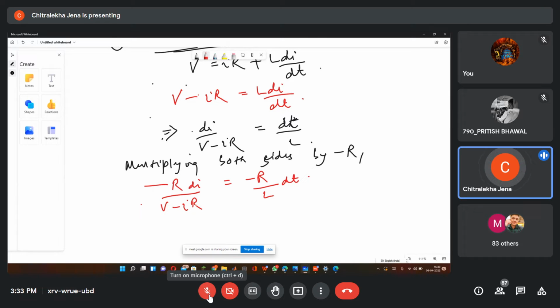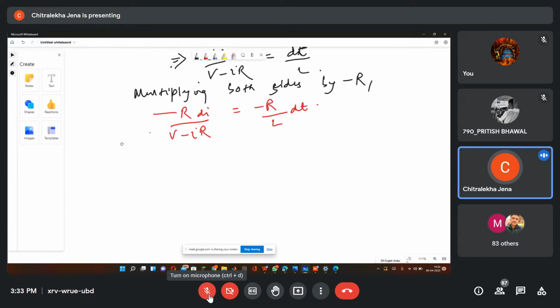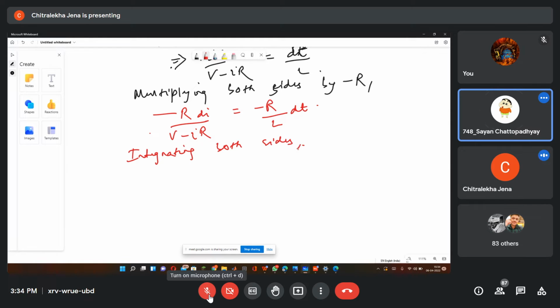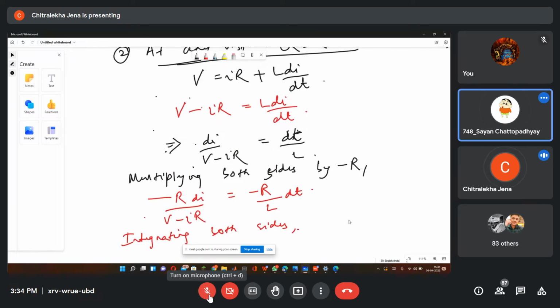Okay. So this implies, now what I will do, I will integrate both the sides. Integrating both the sides. Ma'am, please move the slide up. Both the sides. लिखो. Okay, ma'am.